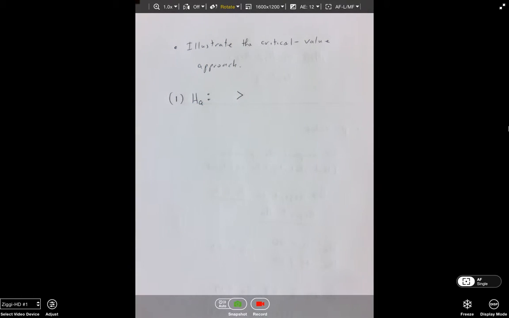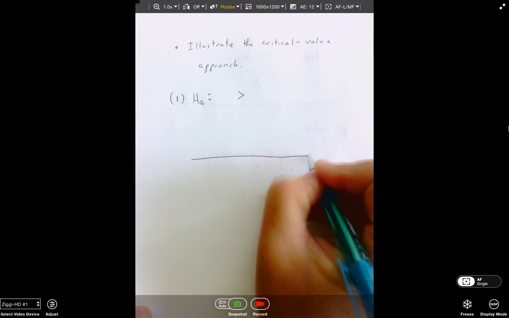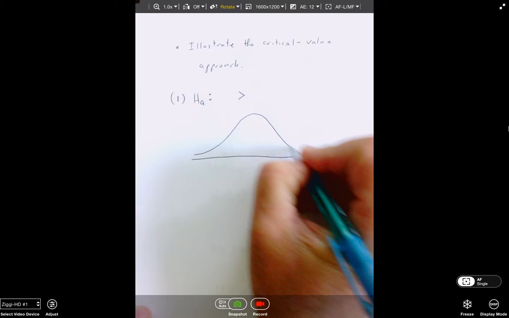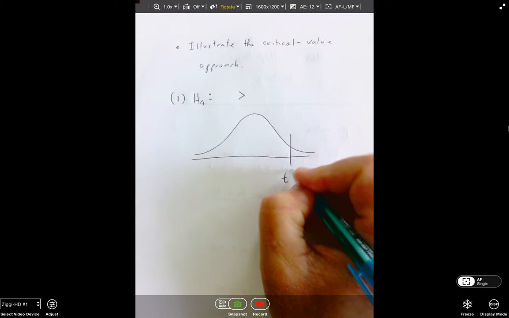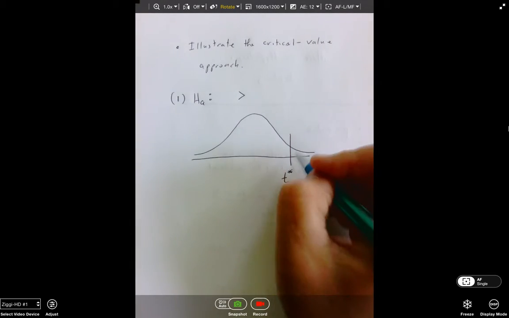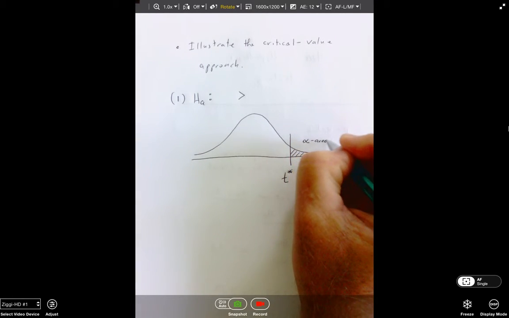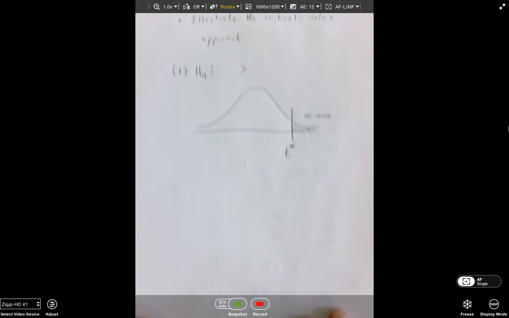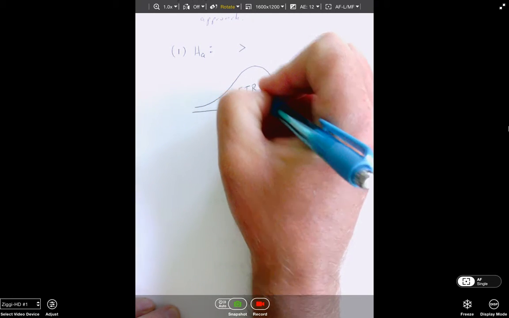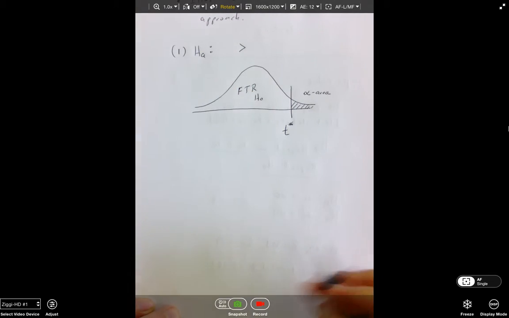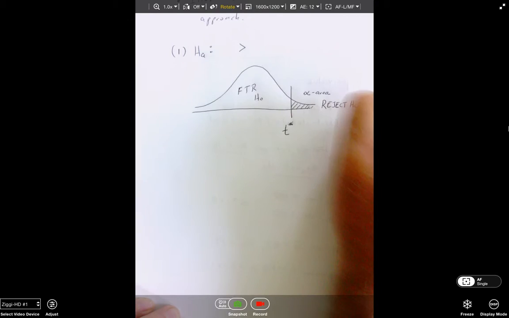So if in our alternative hypothesis we have a greater than, then we are going to try to find the value, and I'm going to call this my T critical, that has alpha area to the right of it. We're going to call this our fail to reject H sub O region. We're going to call this our reject H sub O region.